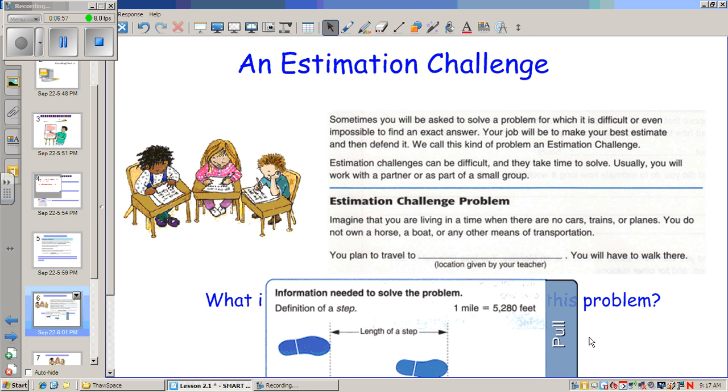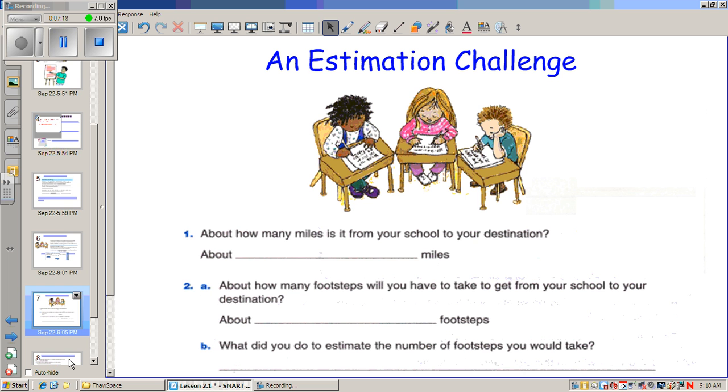And 1 mile actually equals 5,280 feet. So now what you need to think about is, do I think it's more than 1 mile? Less than a mile? Those are the kinds of things you need to think about right now as you are making an estimation in your head. Okay, moving on. About how many miles is it from your school to your destination? About how many footsteps will you have to take to get from your school to your destination? And what did you do to estimate the number of footsteps you would take?